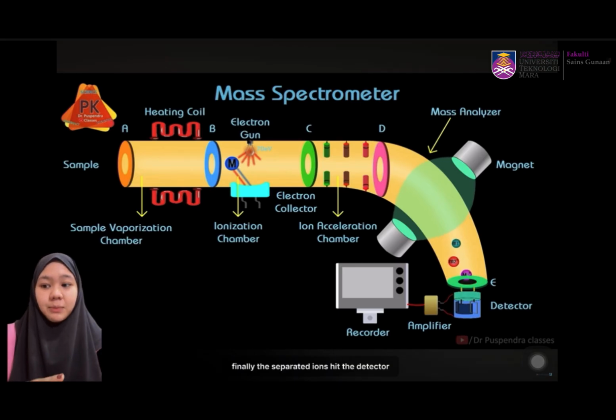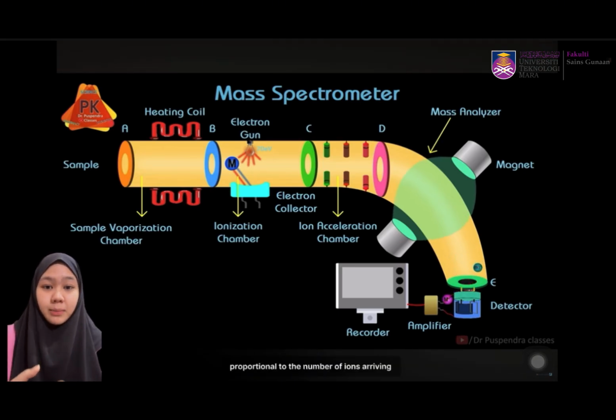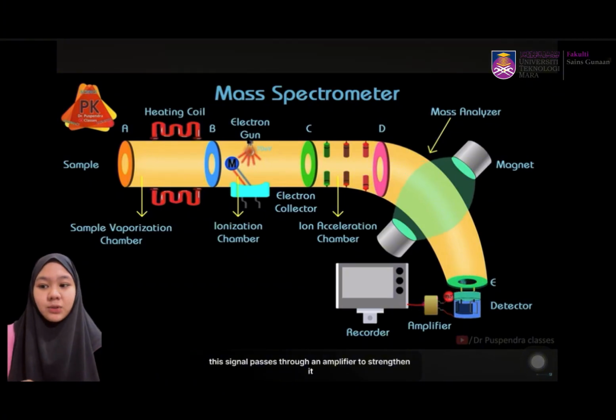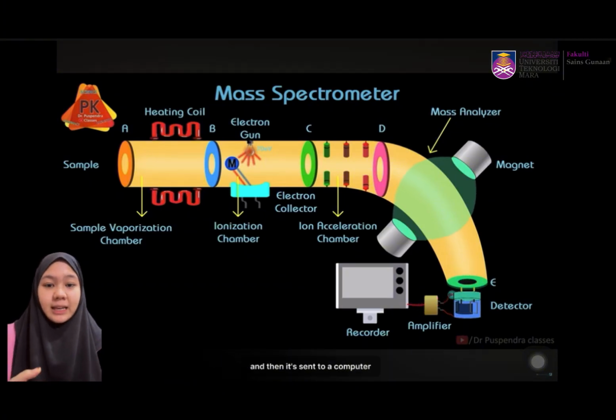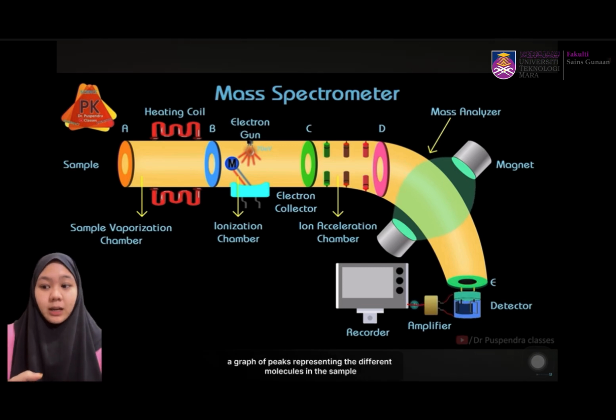Finally, the separated ions hit the detector, which generates an electrical signal proportional to the number of ions arriving. This signal passes through an amplifier to strengthen it, and then it's sent to a computer, which processes the data and displays it as a mass spectrum, a graph of peaks representing the different molecules in the sample based on their mass.